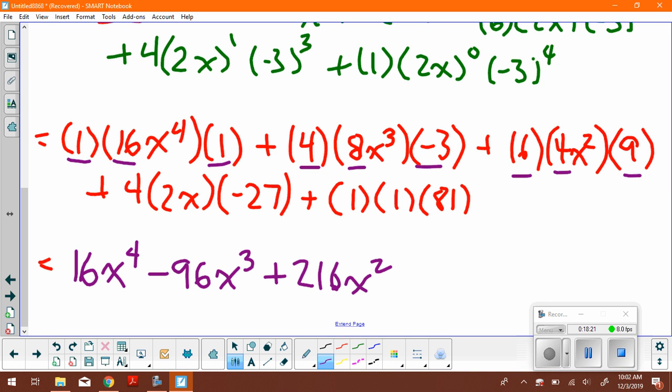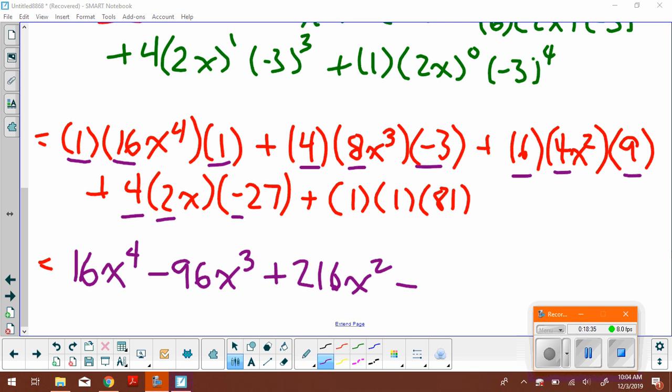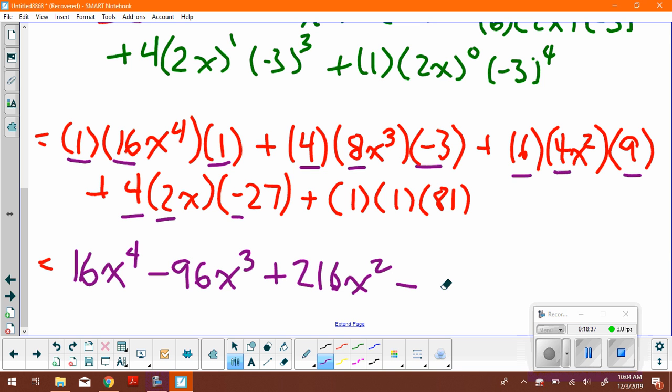Next term, I've got 4 times 2 times negative 27, so again, this is going to be a negative term. So 27 times 8, 216 as well, and that's an x on it. Last I have 1 times 1 times 81, so that's plus 81. And I've expanded out my power 4 of that binomial. So that's how the pattern works.